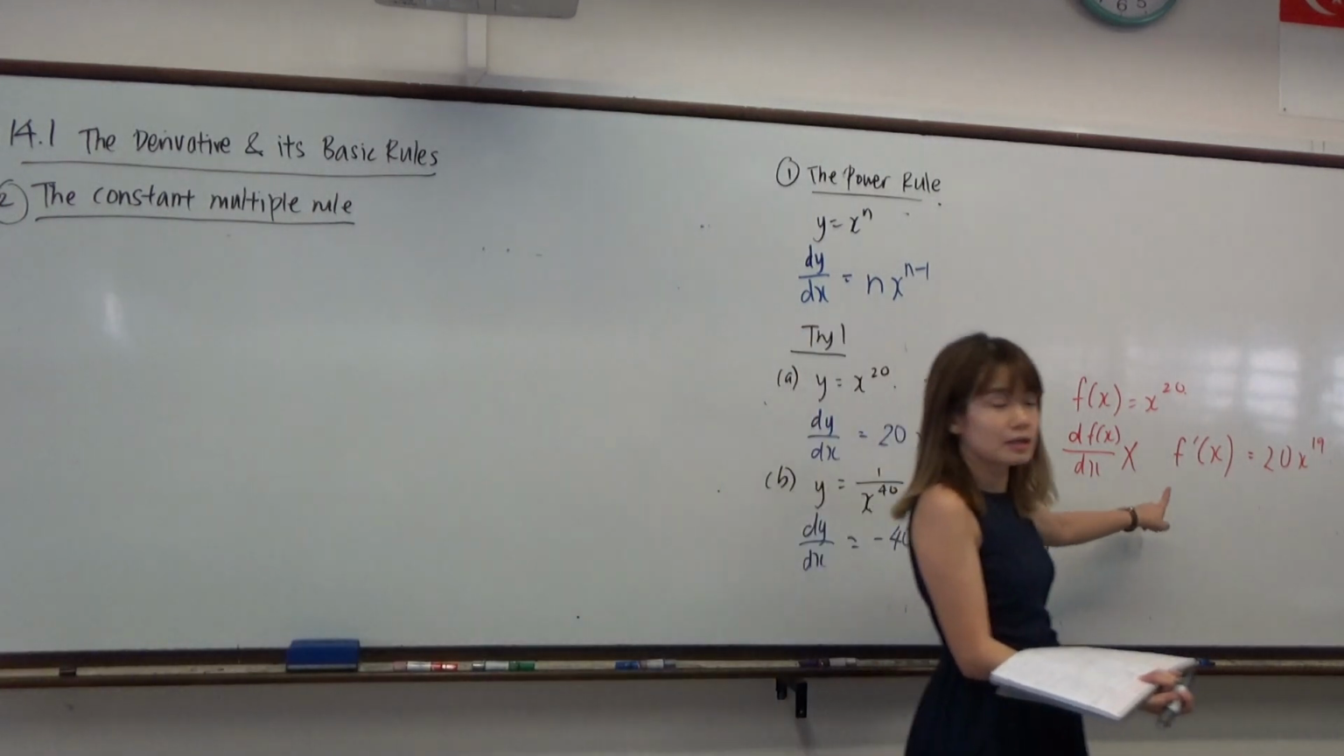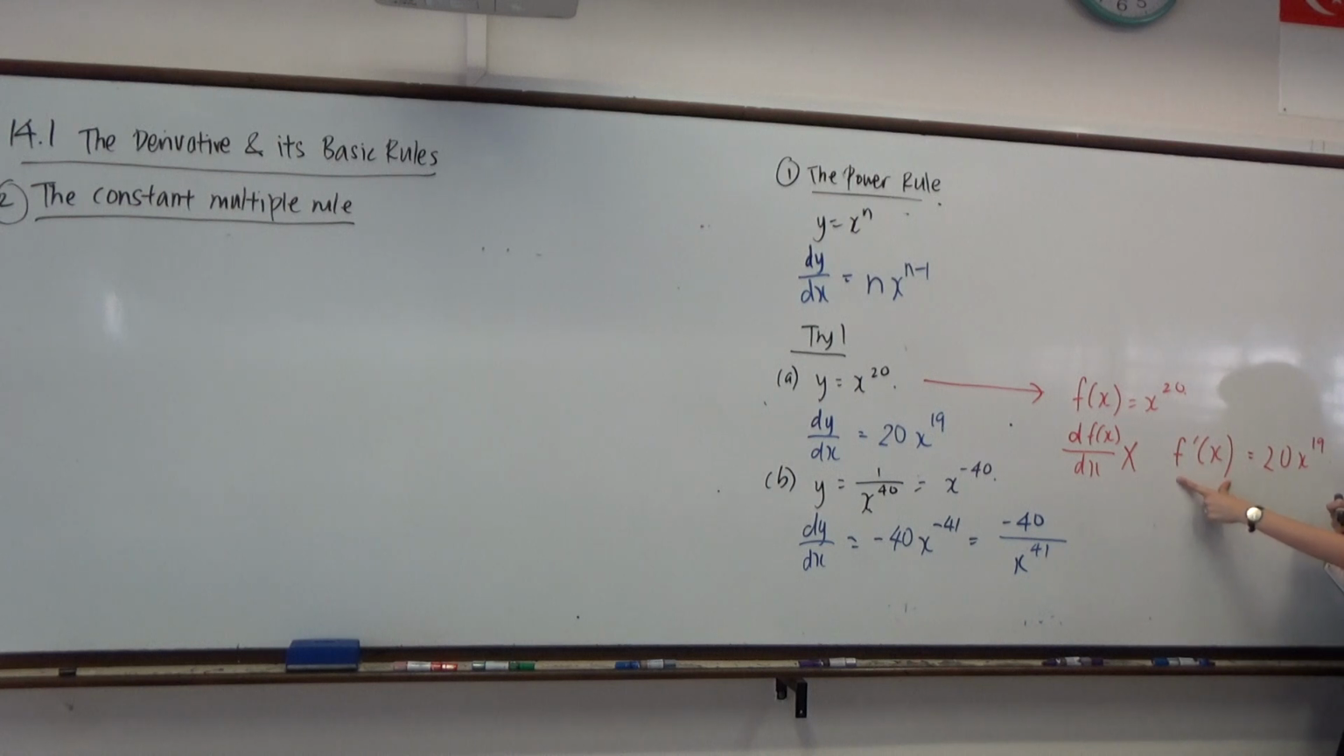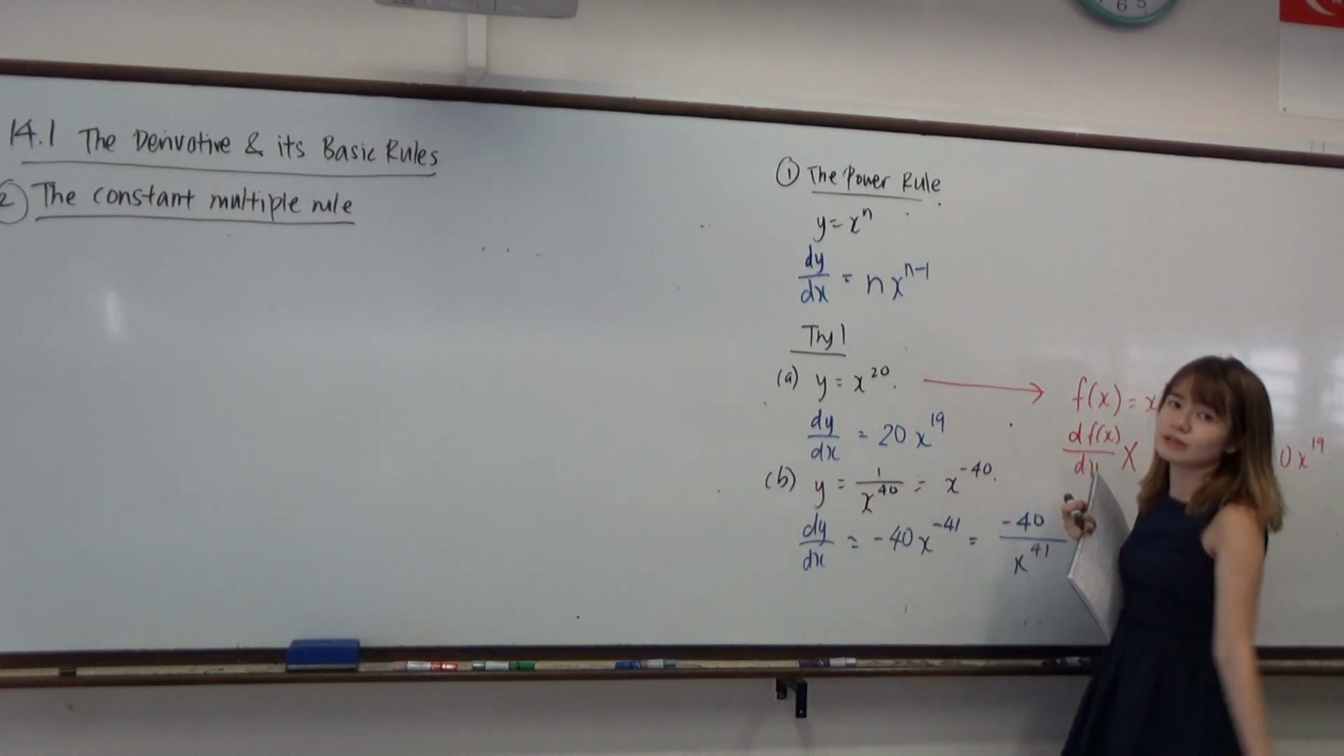When do we use this? If the question defines the function as f(x) equals x to the power of 20, then you will use this, instead of using this one. Because the question used y, so we use dy over dx.